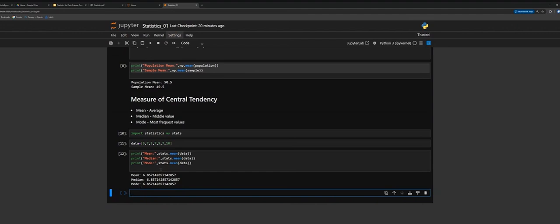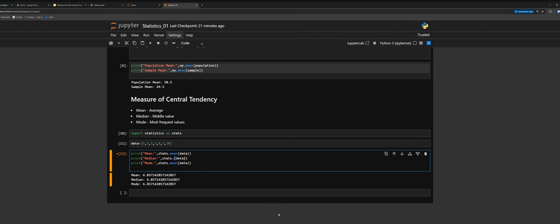And mode is the repeated value. What is the repeated value here? Nothing is there, it will do the calculation of mode. Oh, sorry, I have written everything as mean here. Sorry, sir. Median, mode.